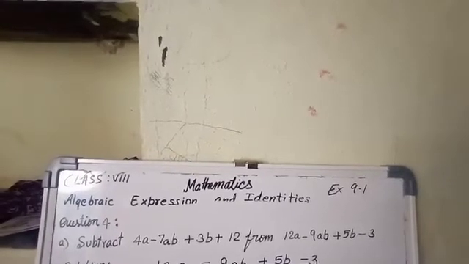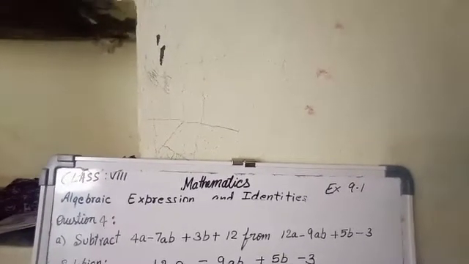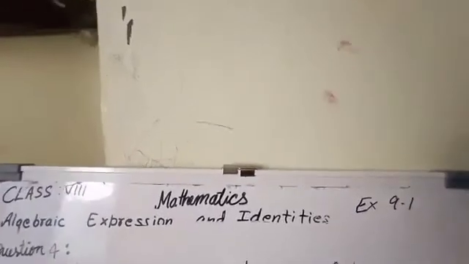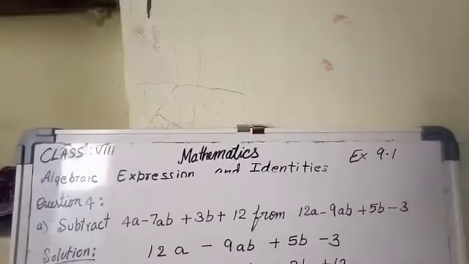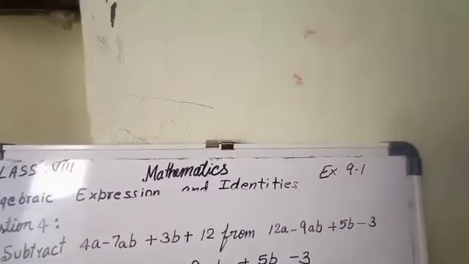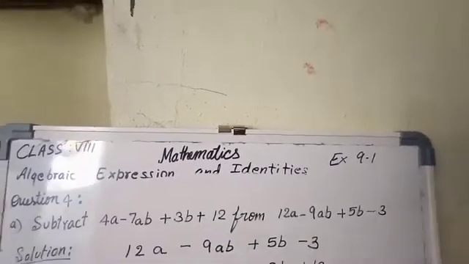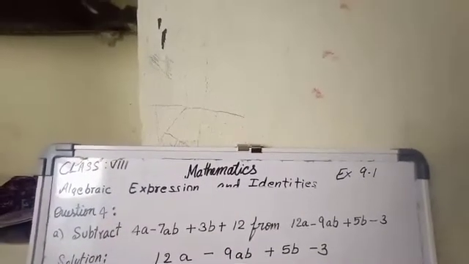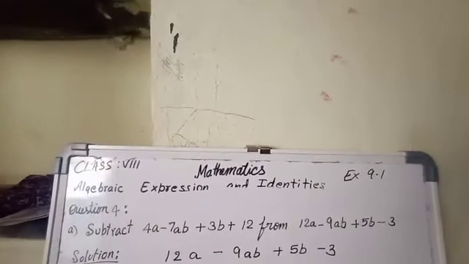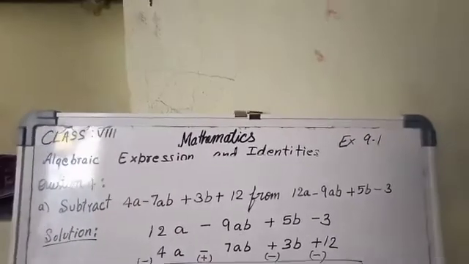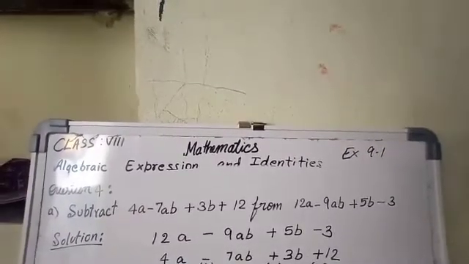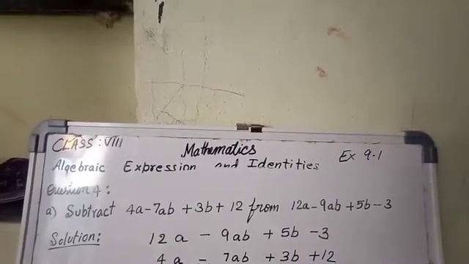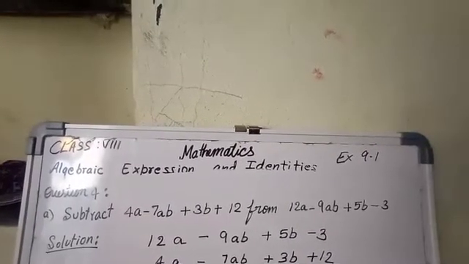Now 12a, so we have to start from, the word is more important. Solution: let us take down 12a minus 9ab plus 5b minus 3. So the second, we have to take down 4a. Under the same column we have to write 4a minus 7ab plus 3b plus 12.